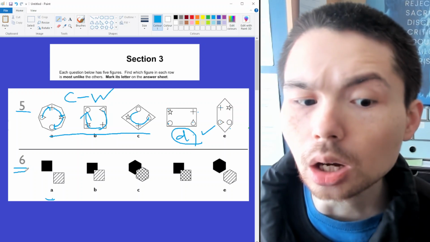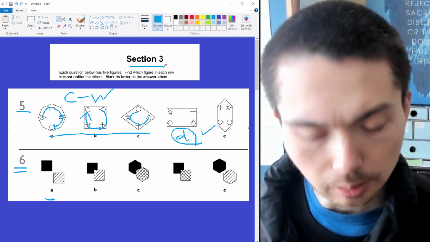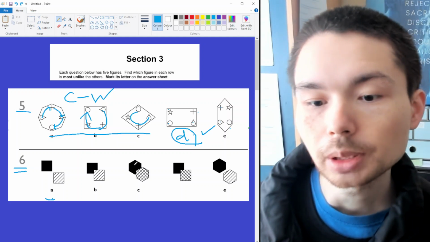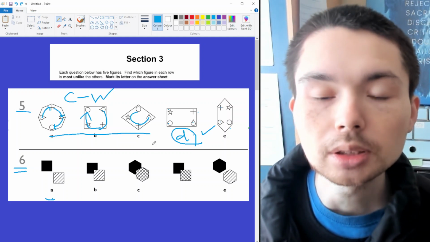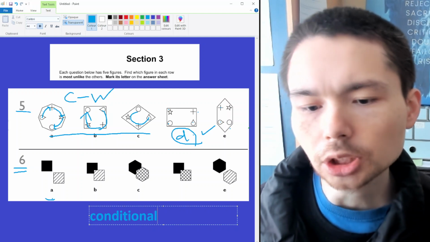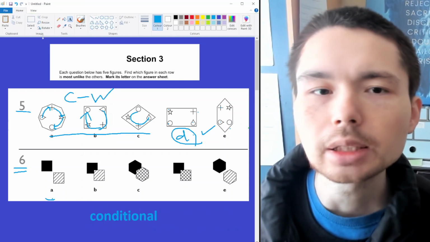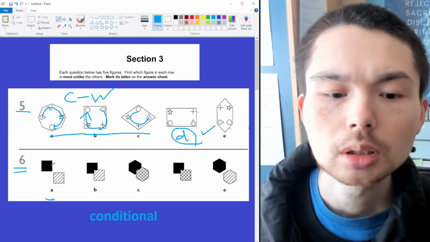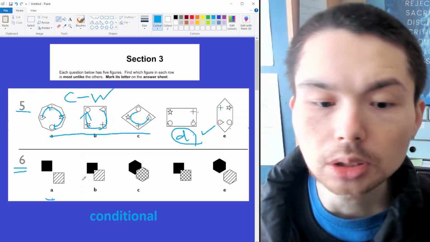Question 6, that's one of the hardest so far in section 3. Look at all of them. There's a black shape, there are line shapes, but they're also hash shaped. This is called a conditional question. 2 things depend on each other. Really, really difficult. That's the reason when I was just making sure with the mark scheme. If we look at this, they all have a black shape. So what? Can you see the other shape?